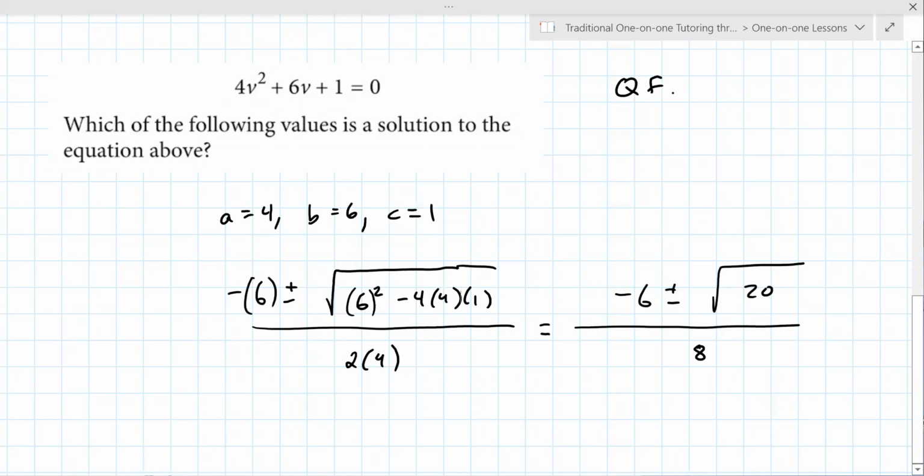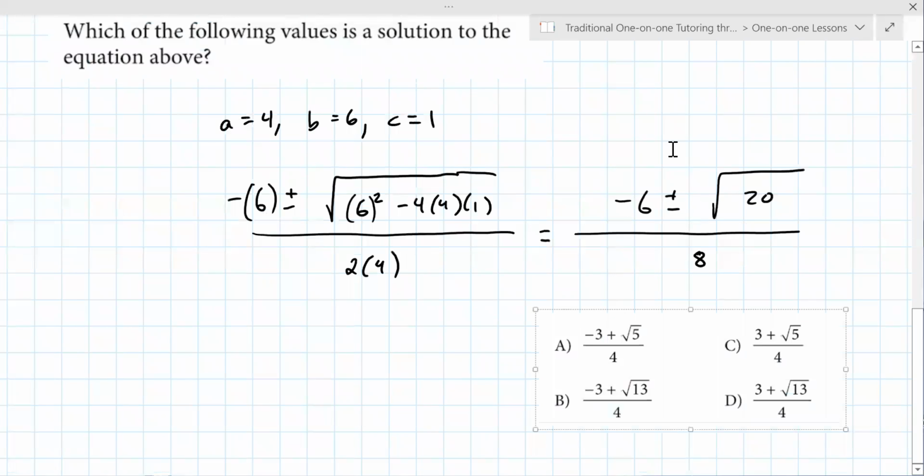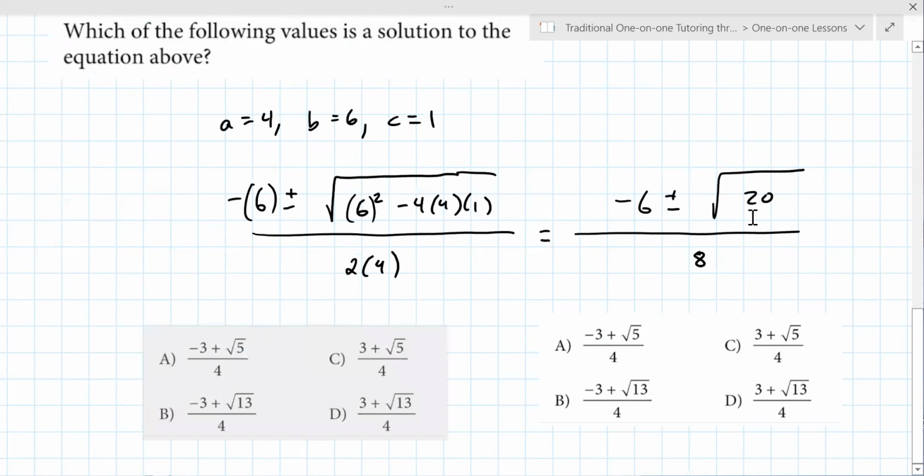Now, let's look at the answer space. And then we're going to realize we have to do a bit more work here. So let me snip this in. So do any of these look like the answer over here on the right? No. It's like they all have 4 on the bottom, which is no good. And none of them have the square root of 20. We will divide by 2, but we have to first reduce the square root of 20.